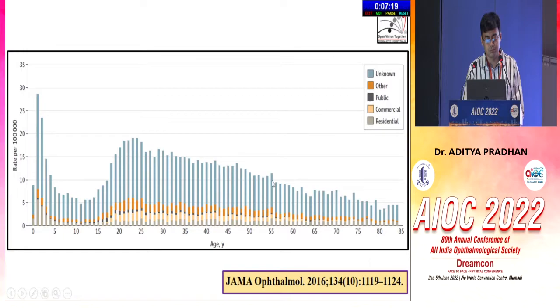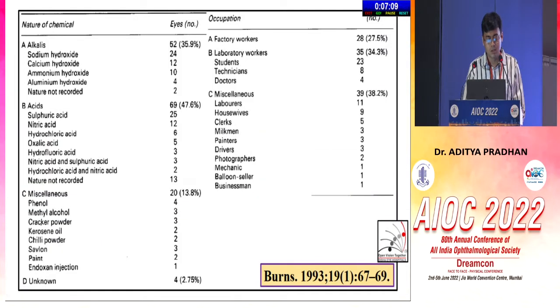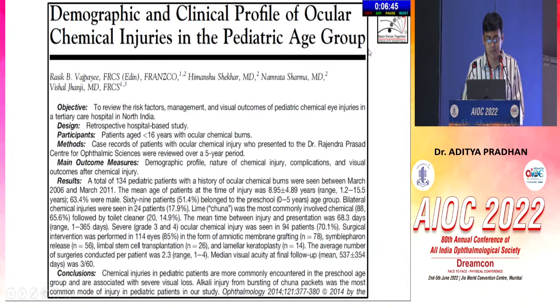As the age increases and the person becomes more confined indoors and doesn't lead an active life, the rate of ocular burns reduces. This study is from Indian data way back in 1993, in which alkalis were around 36% of the causative agents, acids were more commonly seen at 48%, and certain miscellaneous chemicals in the laboratory around 14%. As expected, factory workers and laboratory workers were more commonly exposed to these offending agents.